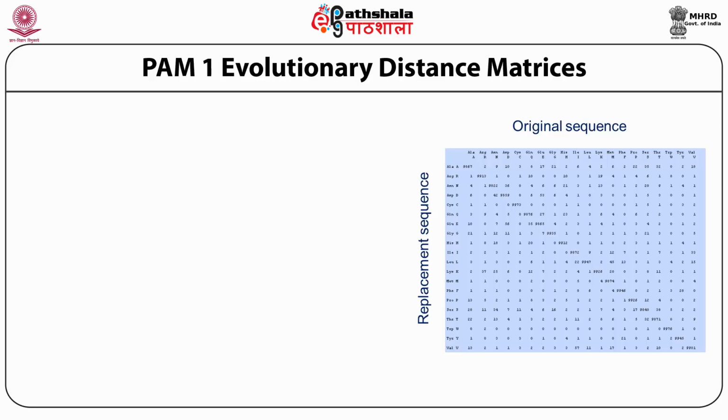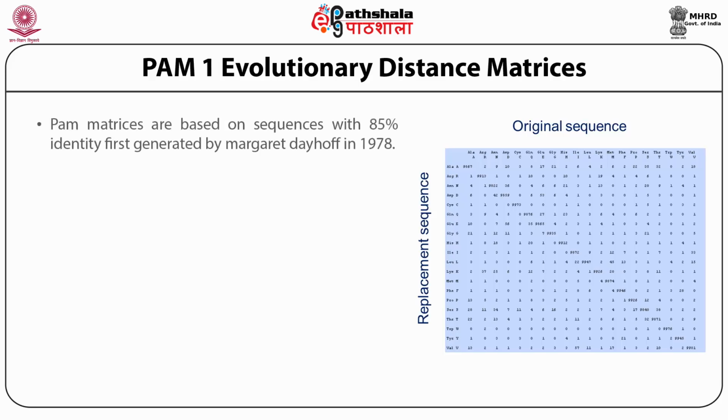The PAM matrix is always calculated with 85% sequence identity. It was first generated by Margaret Dayhoff in 1978 using sequences with 85% sequence identity. The PAM unit basically measures the evolutionary distance, how far the amino acid gets mutated.